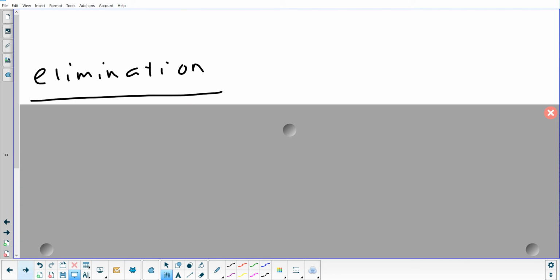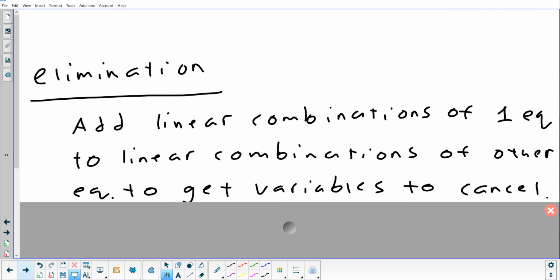All right, so substitution is one way. Not the most efficient way if you're going to get into 3 variable problems. Substitution can get kind of cumbersome just to deal with. So elimination is another way.